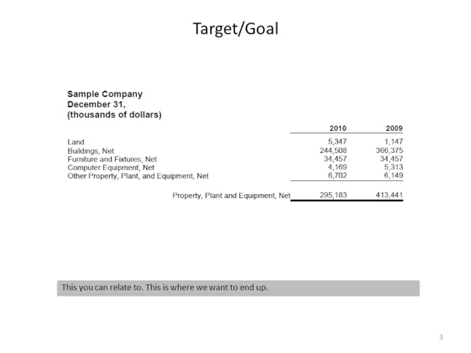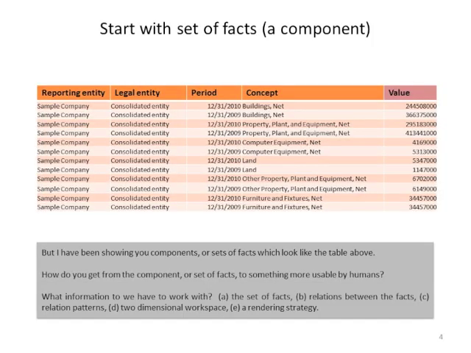This is our target or our goal. Most accountants can relate to this, no problem. But in a lot of these videos, I've been showing you components or sets of facts which look like the table above. So how do you get from the component or sets of facts to something more usable by humans?